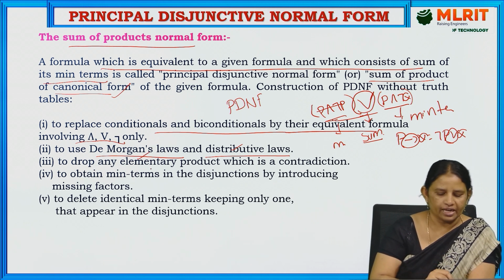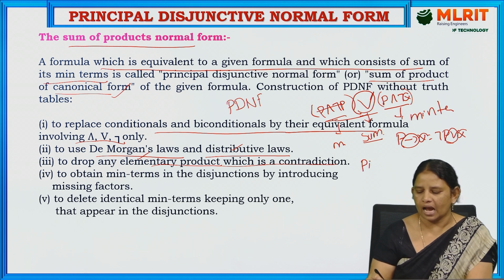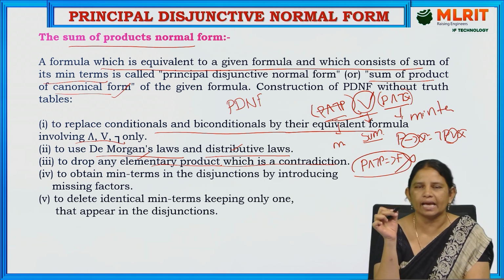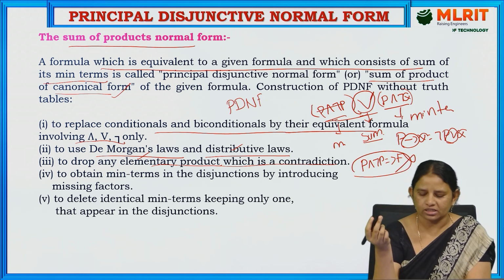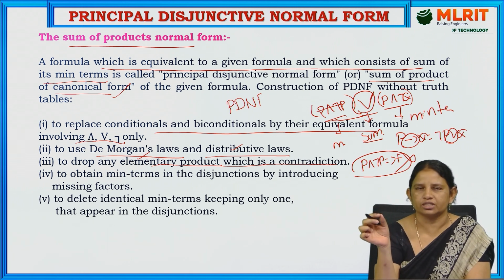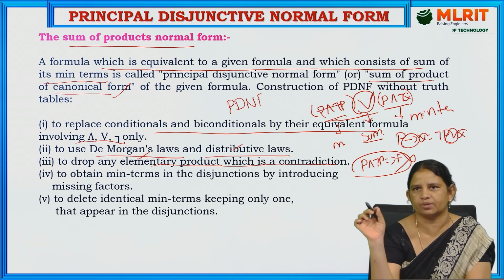Next, if any elementary product is a contradiction, that means P and negation P, which is false, we need to drop it. That means we need to remove that particular elementary product, because it leads to a contradiction. So any element that leads to a contradiction, we need to delete from the statement formula.